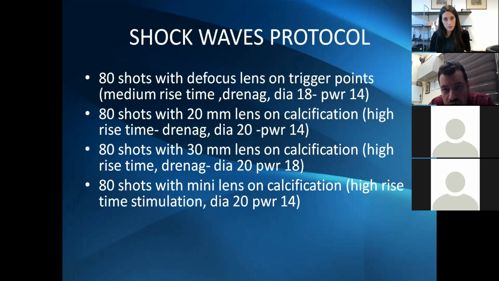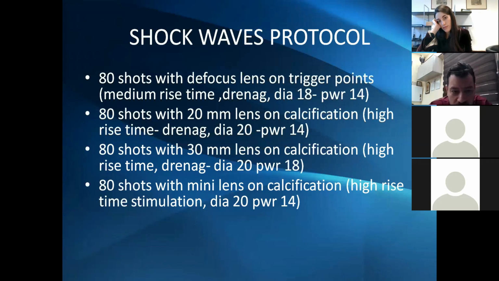The S-wave program was 80 shots with the focus lens on trigger points that we have on the shoulder, with medium rise time, drainage, diamagnetic 18 and power 14. 80 shots with a 20 millimeter lens on calcification with high rise time, drainage, diamagnetic 20 and power 14. 80 shots with a 30 millimeter lens on calcification with high rise time, drainage, diamagnetic 20 and power 18.